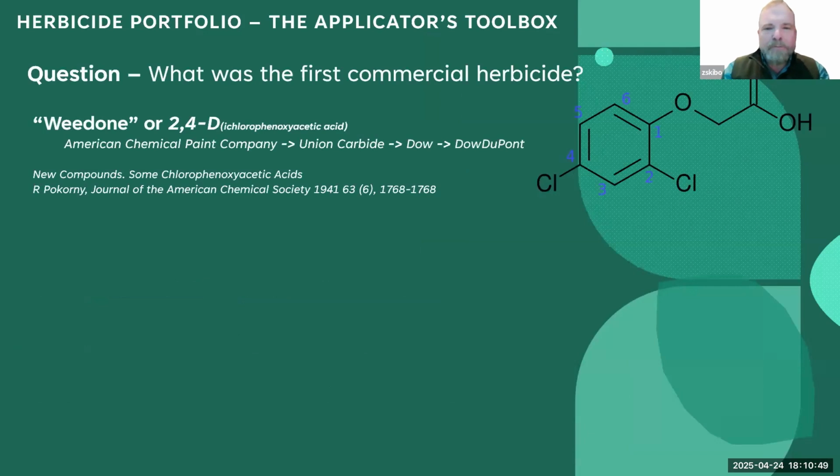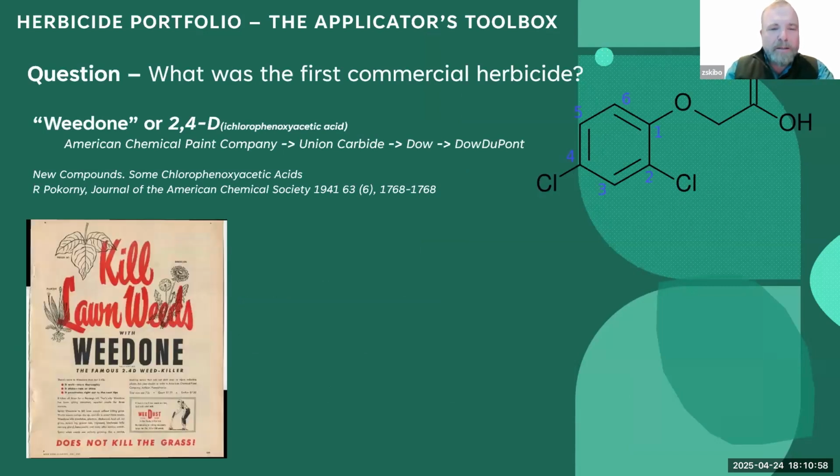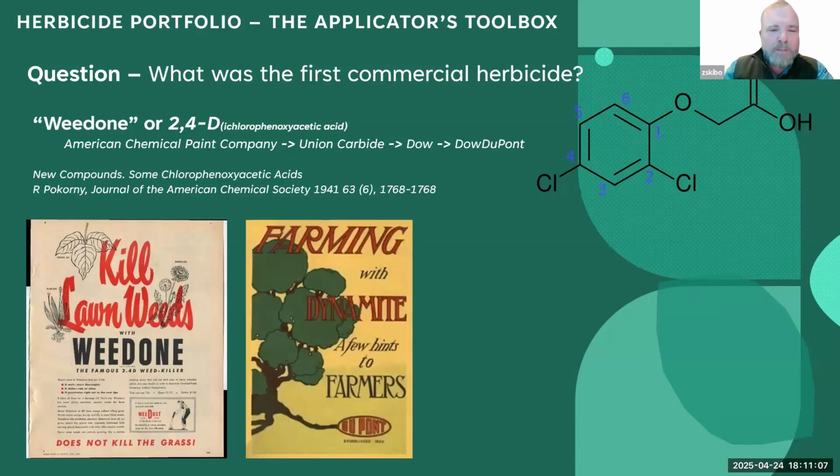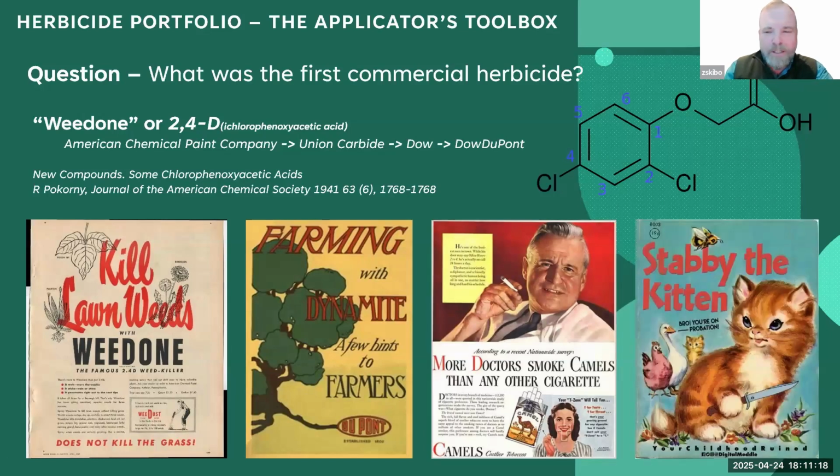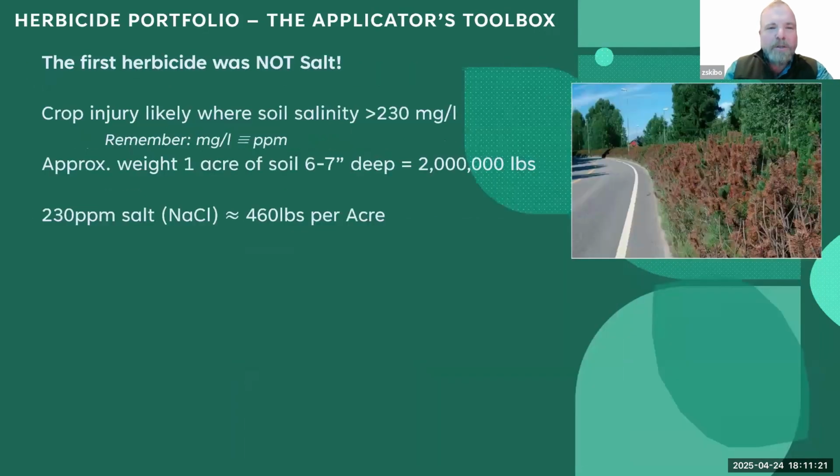So you can actually review how Union Carbide, a chemical paint company, became Dow DuPont, and all the way back in 1941 was the first patent for the use of herbicides and 2,4-D. It was known as weed done in the trade. Now, bear in mind, this was also the period of time where there were some interesting publications on farming in general. And doctors were making some interesting recommendations to their clients, and children's books, if you recall.